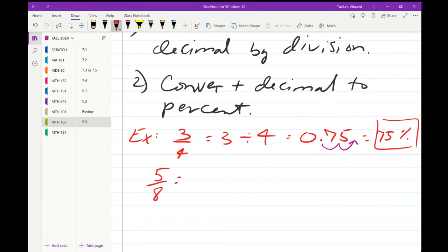Five over 8. Once again, to figure out the decimal value, you do 5 divided by 8. That'll be 0.625. Move that decimal 2 places to the right. 62.5%.